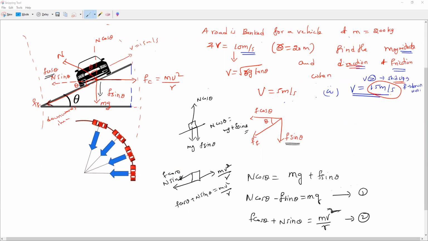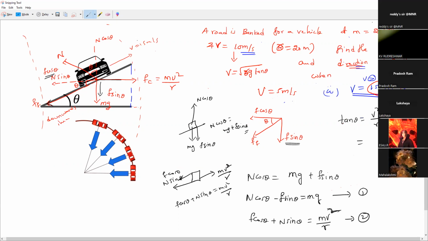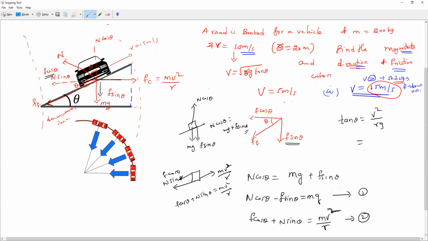We all know theta, they have given that. We all know that tan theta is equal to what? V square by rg. So from that, V is equal to, now again, we have to take what? For finding the angle, V is equal to 10 only. So 10 square by r value, which is 20, into g value, which is 10. So what is the tan theta value? Tan theta value is how much, guys?